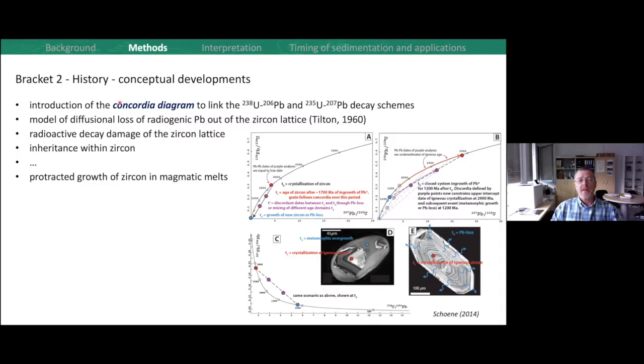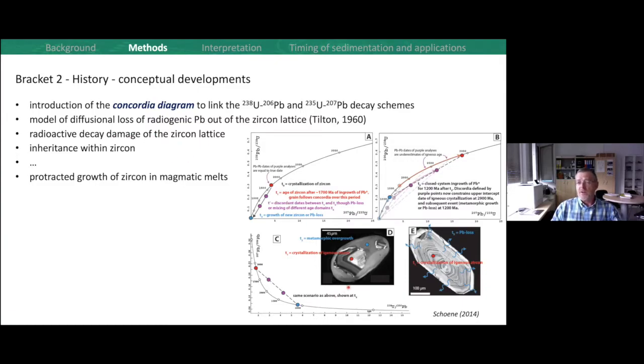We had to understand, first of all, lead diffusion in the zircon lattice. This was very much linked, soon, to radioactive waste disposal. Not yet in 1960, but soon later it started. We had to learn about what the radioactive decay damage is doing to the zircon lattice.